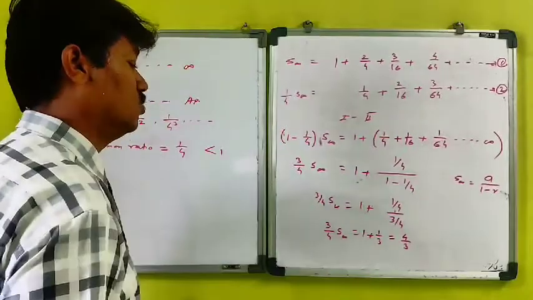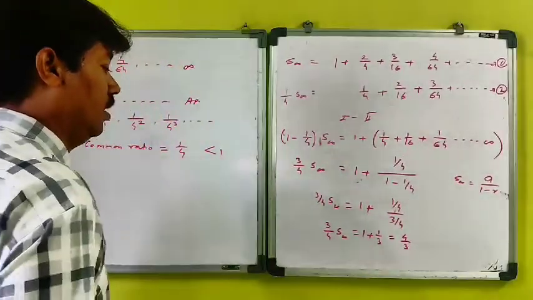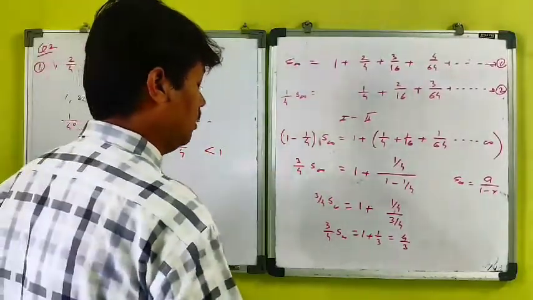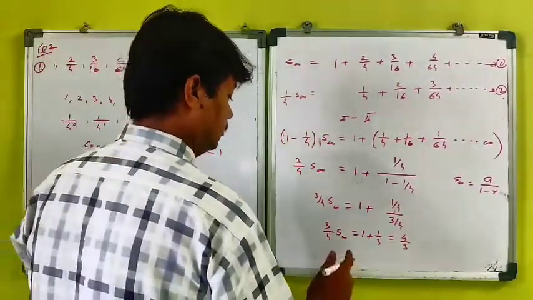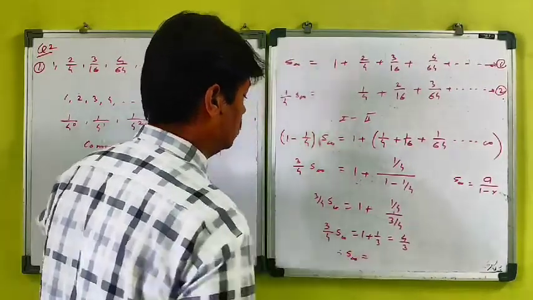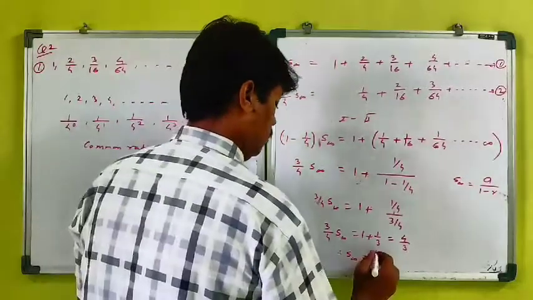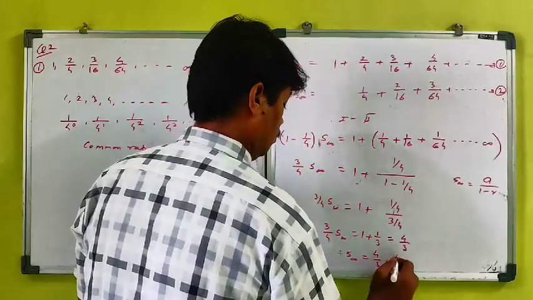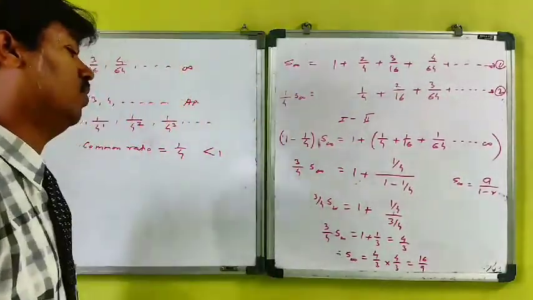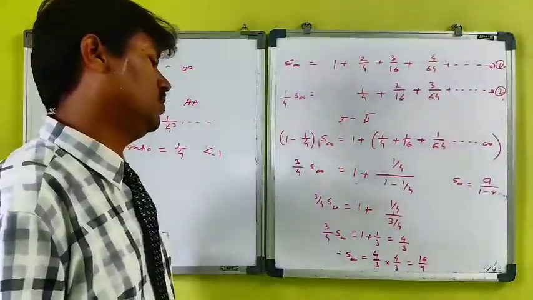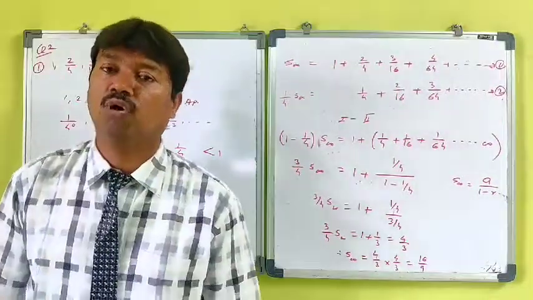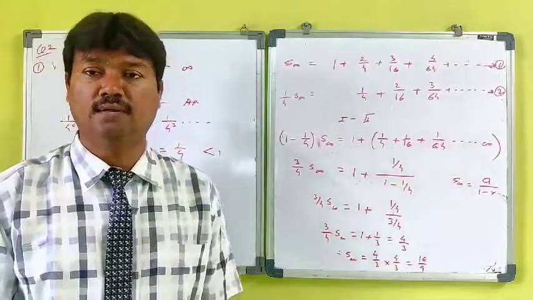3 plus 1 is 4 upon 3. And this is 3 upon 4, so that becomes 16 upon 9. Therefore, S infinity will be 4 upon 3 into 4 upon 3, which is 16 upon 9. 16 upon 9, that is the answer of this. So the answer for S infinity here will be 16 upon 9.